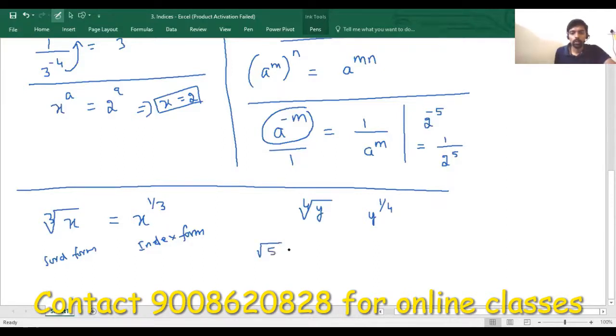Guys, square root of 5. Now square root of 5 is in radical form. Express this in exponential form or index form. So root 5 can be written as 5 to the power 1 by 2 because this is a square root, correct? Okay, so these are the laws of indices. You have to remember all the properties. Better you practice once before I go to the questions.